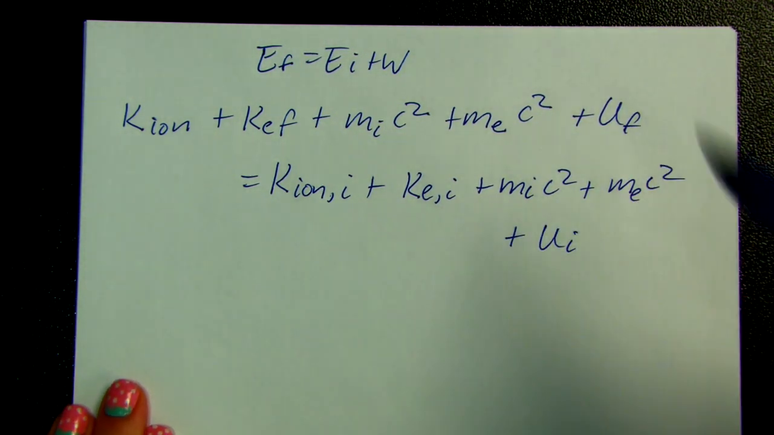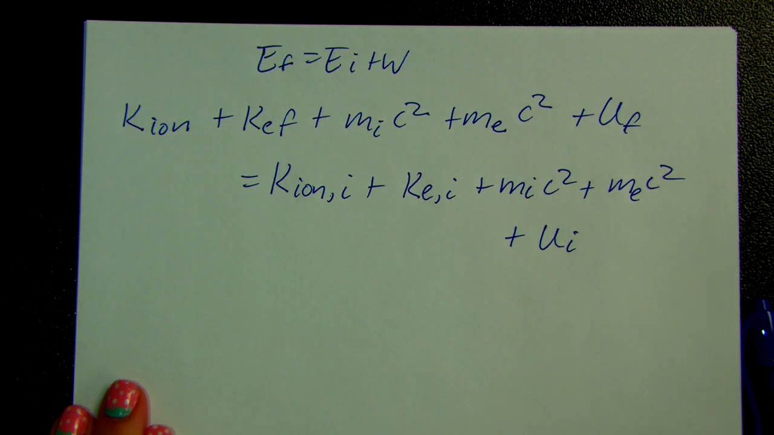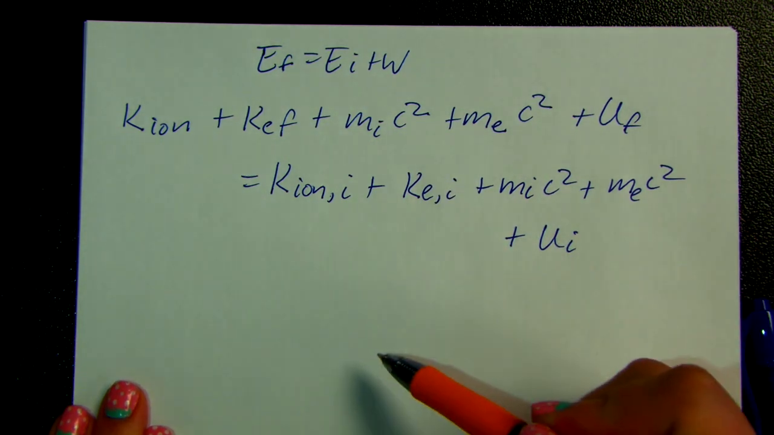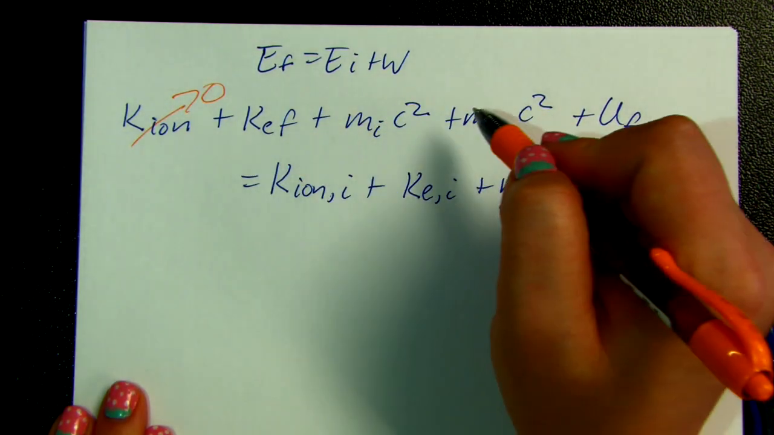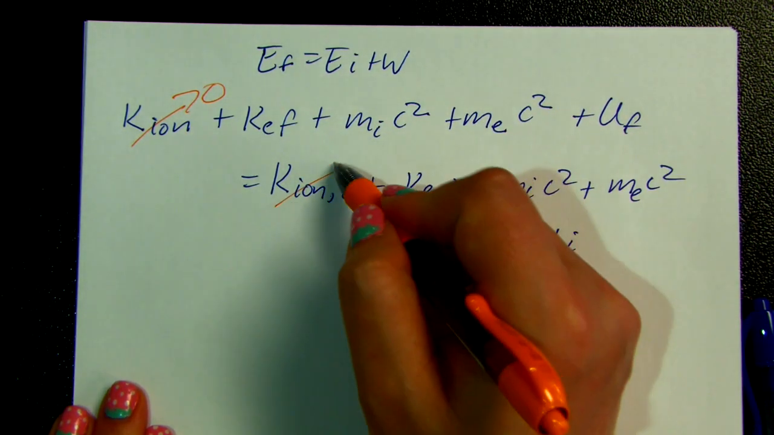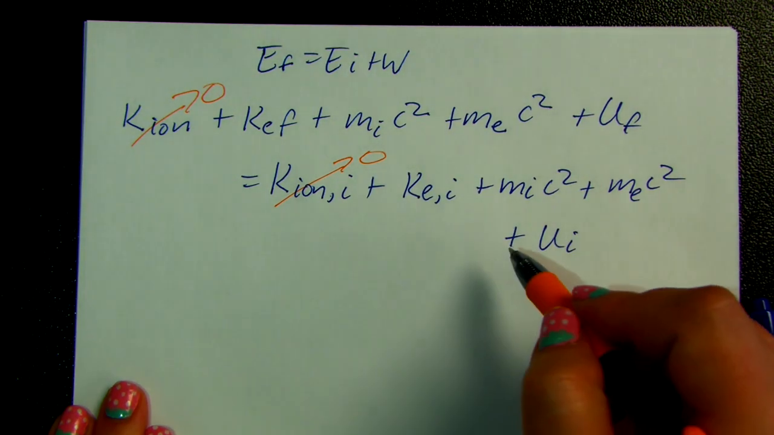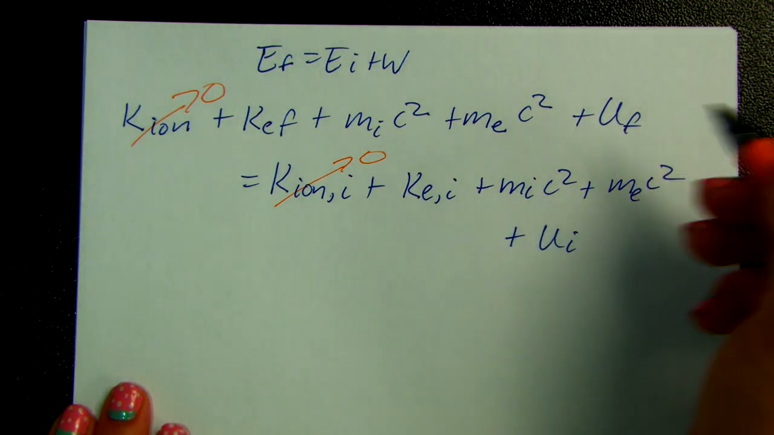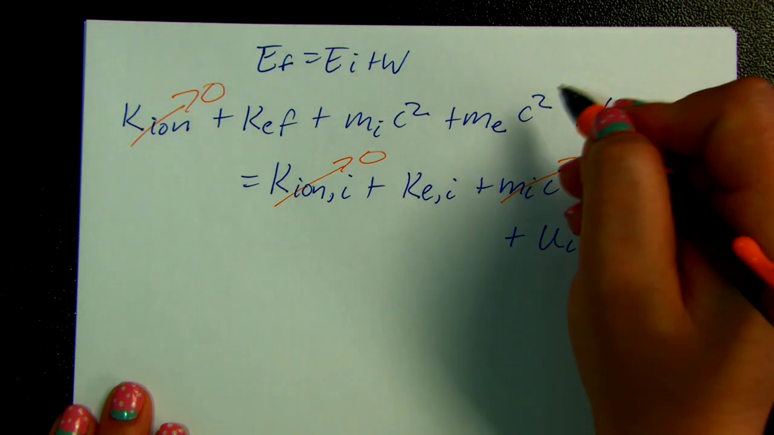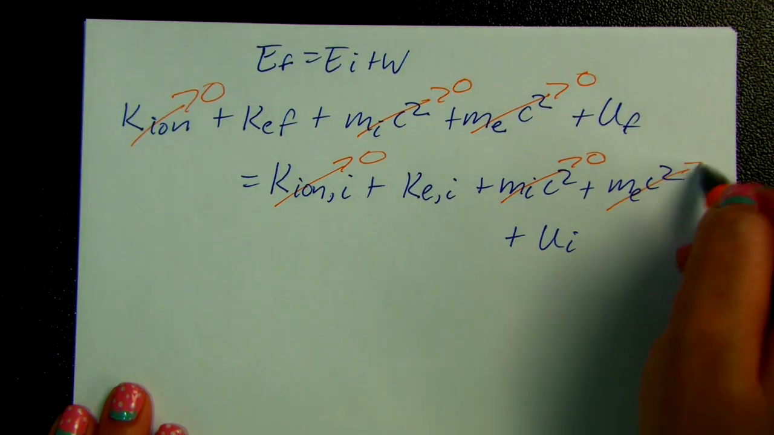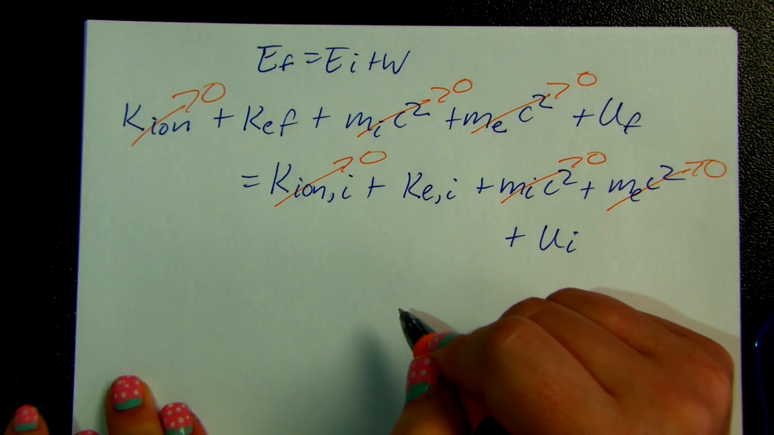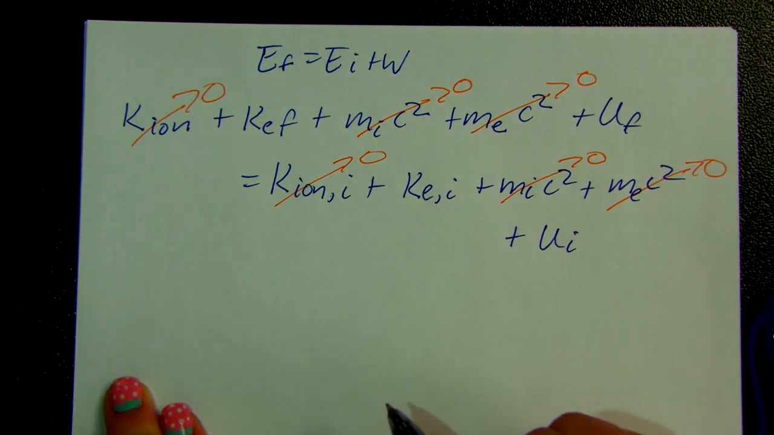So, a couple of things. We want to find our zeros. Now, I said nothing about anything being in motion, so the kinetic energy of the ion final is 0, and the kinetic energy of the ion initial is equal to 0. There has been no identity changes, so let's recognize that the mass terms are not going to change. They'll cancel out on both sides.